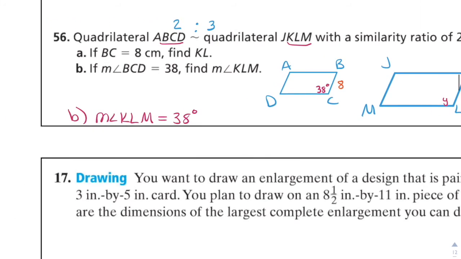So in this part, KL is equal to 12. It's a little bit larger. If we were to divide it, half of BC is 4. So 2 parts, 4, 4, would make 8. But I want 3 parts, so 4, 4, 4. 4, 8, 12.